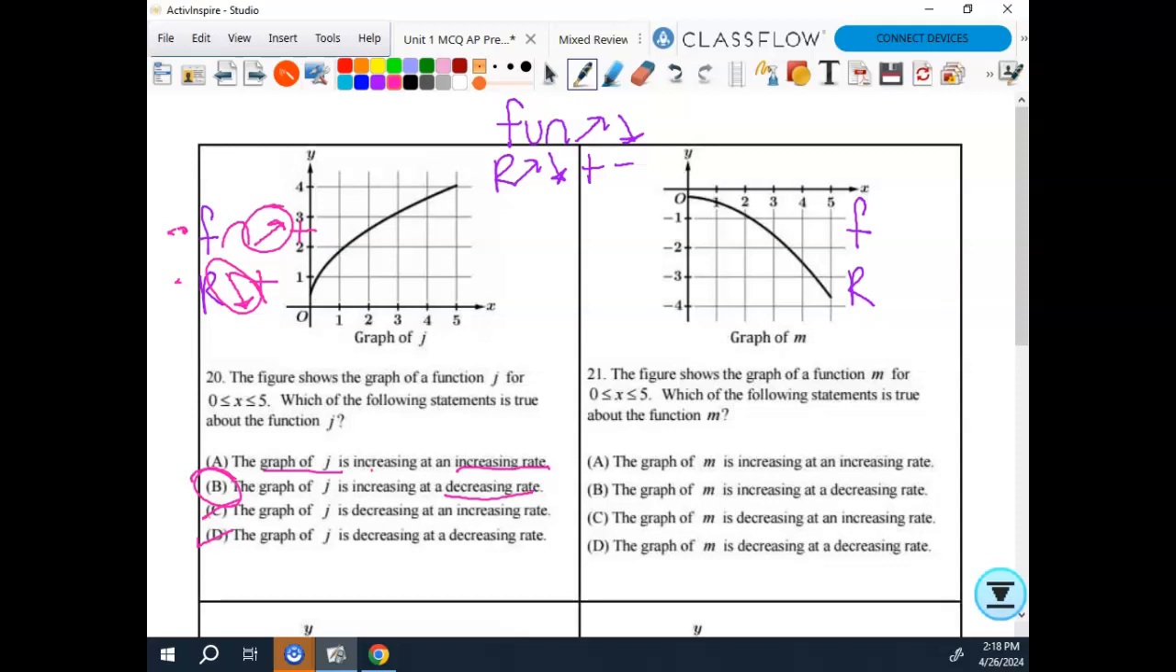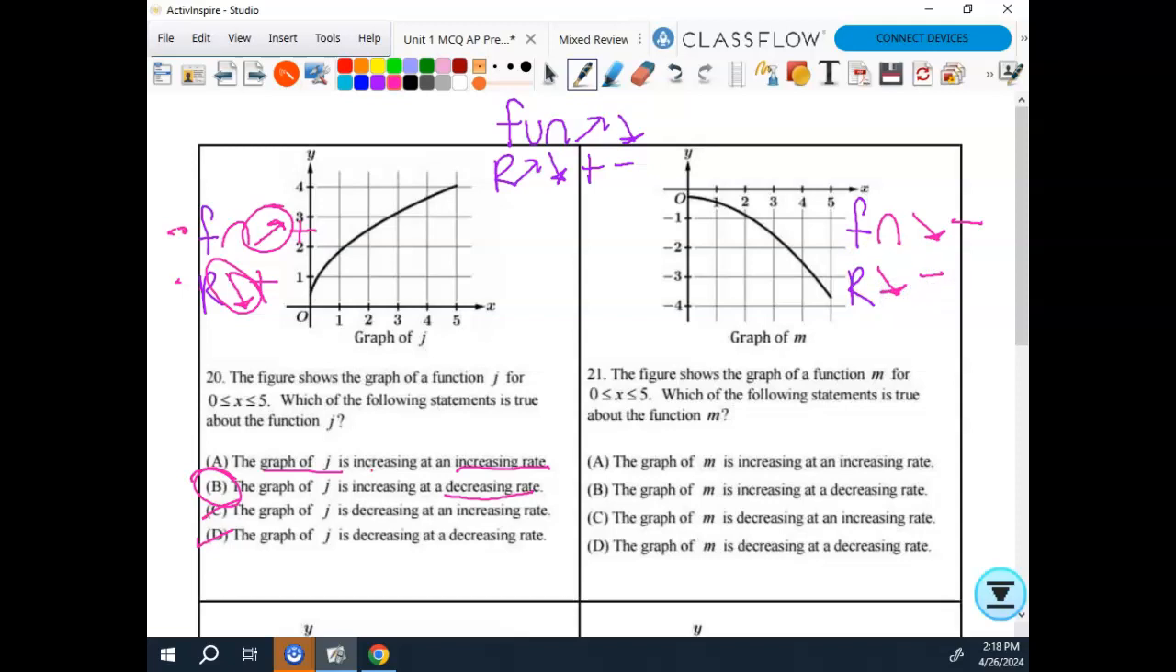Okay? All right, we got some conflicting answers here. So, looking at this, the function is concave down, decreasing, and negative, right? Which means the rate is decreasing and negative. And see how I'm lining up what goes with what?